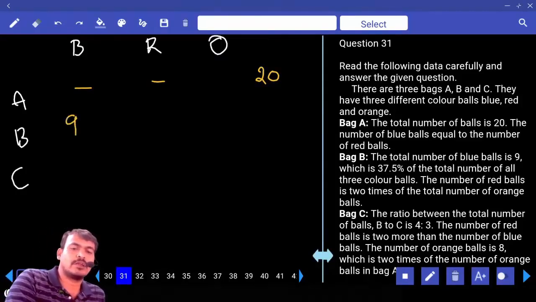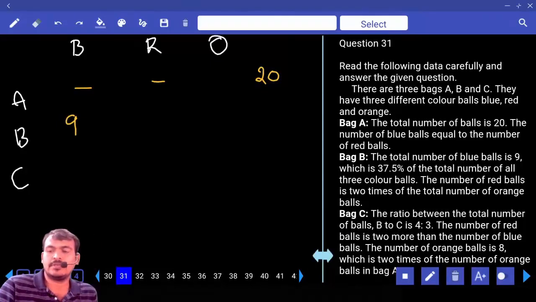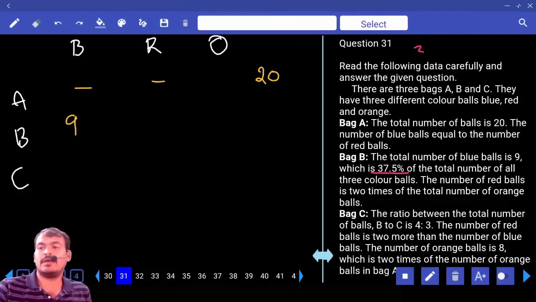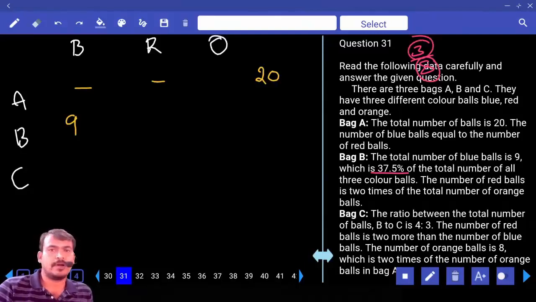Next, bag B, the total number of blue balls is how much? 9, which is 37.5% of the total number of all 3 color balls. 37.5% means what fraction? 3 by 8. Out of 8 parts, how many parts are blue? 3 parts. The 3 parts are equal to 9, so every 1 part is 3. Then 8 parts are how much?